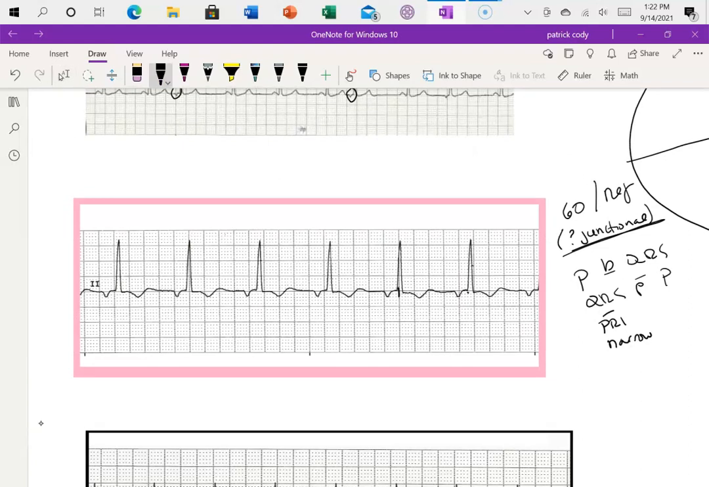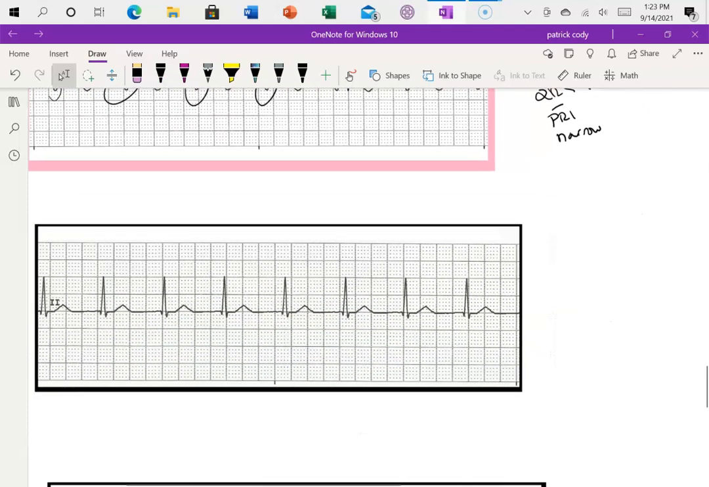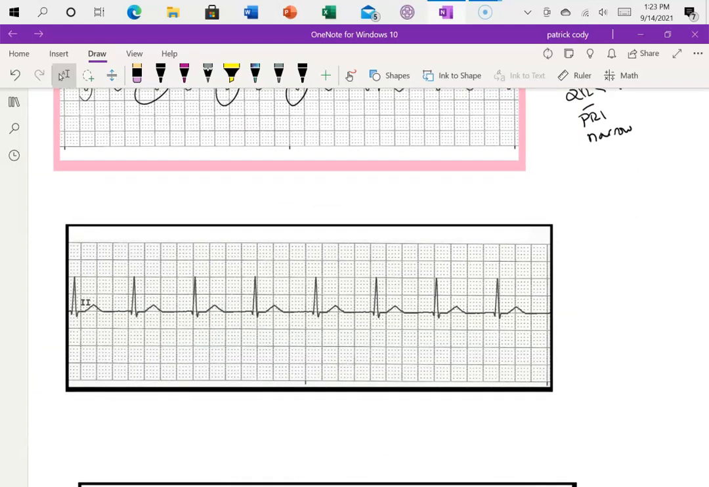So again, P before every QRS, QRS after every P. We like the rate, we like the regularity. The only thing we don't like is the inverted P wave. Okay, so let's see what kind of surprise we have in store here. Another 6-second strip, so let's start out the way we always do, and let's count. 1, 2, 3, 4, 5, 6, 7, 8. So at this particular point, our rate is 80.